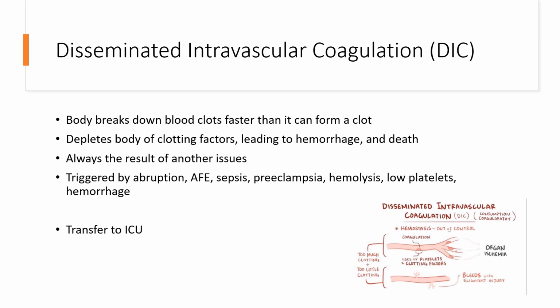DIC is always the result of other issues, okay? So they're not just like, oh, yeah, I have DIC. No, something has to happen that puts your body into DIC. This can be an abruption, an AFE, mom could be septic or preeclamptic, hemolysis, low platelets, hemorrhage, okay, think HELLP syndrome. These patients will need blood transfusions, they're going to go to the ICU, and hopefully be able to get some clotting factors restored and come out of it.